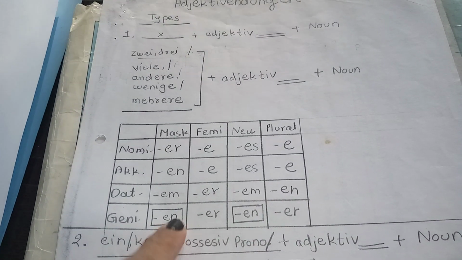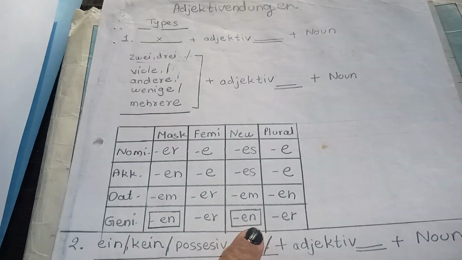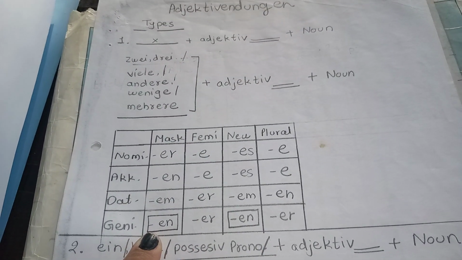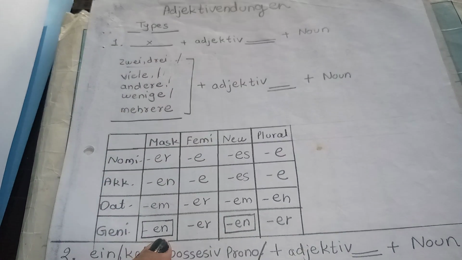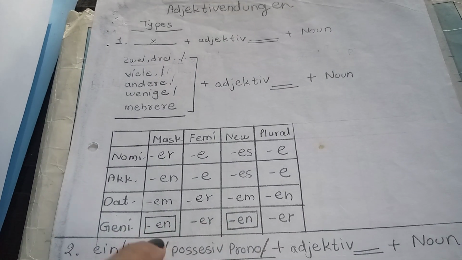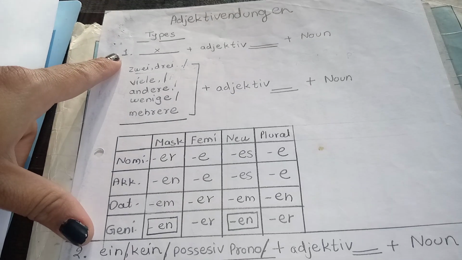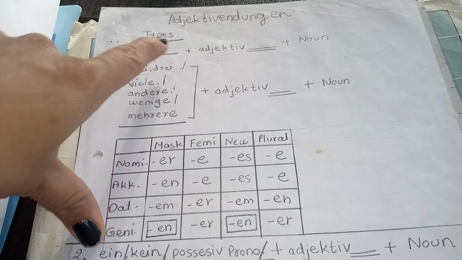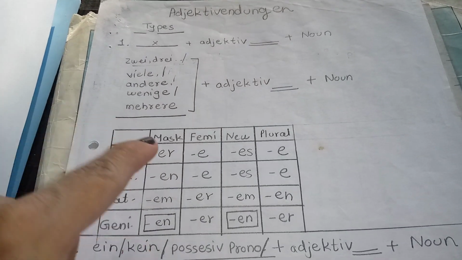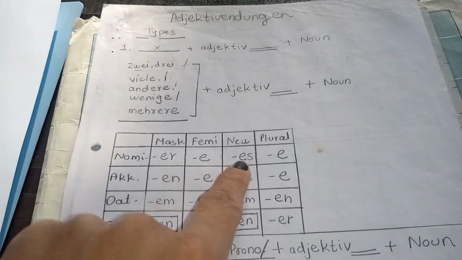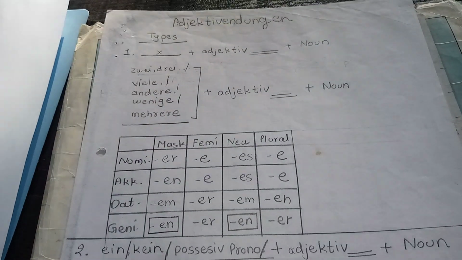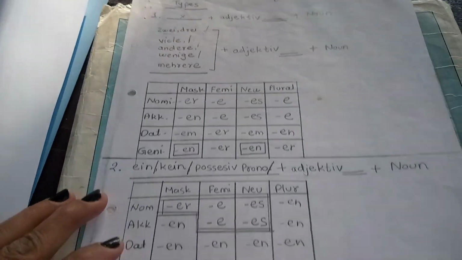Now genitive case, masculine and neuter change to des in the original definite articles, but in the Adjektivendungen here the ending is en. That's why I have specifically boxed this. So remember this hint. If it is an adjective with nothing before it, then you have to follow this table, and the hint to remember this table is that these endings are according to the original articles. Okay, so this is our first table.